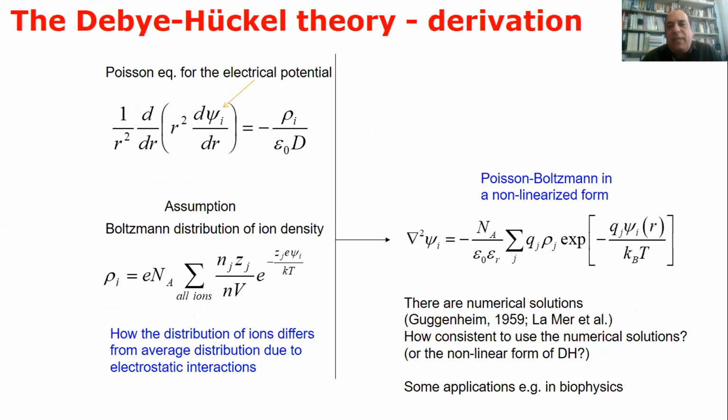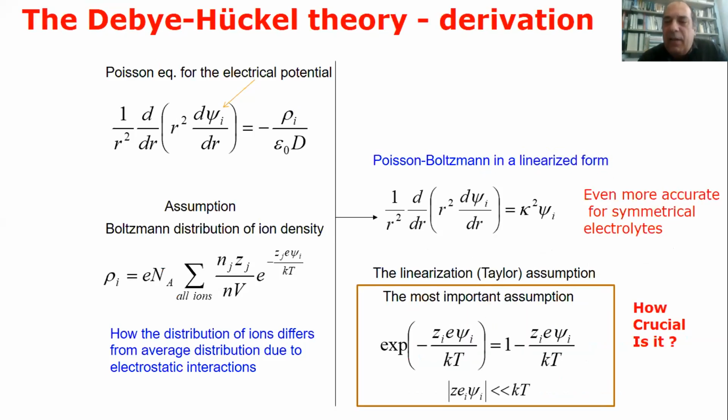If we follow the Debye-Hückel derivation based on the Poisson-Boltzmann combination of the equations, we arrive at a nonlinear equation. This cannot be solved analytically. There are numerical solutions. I will not discuss that very much today. But we can have analytical solutions if we use this linearization assumption that Debye and Hückel used here.